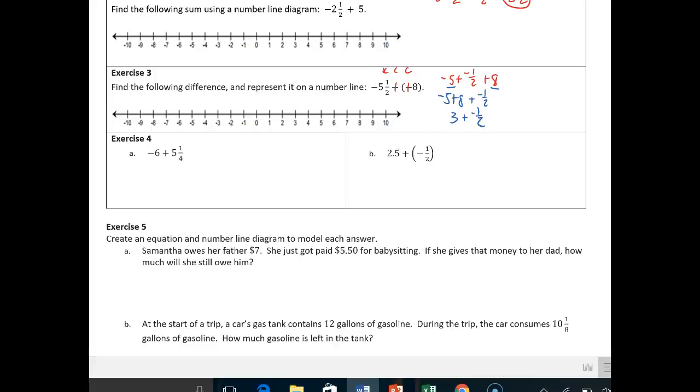We're going to go ahead and borrow from the 3. That becomes a 2. Again, our denominator is determined by this fraction right here, so 2 plus positive 2 over 2 plus negative 1/2. And we get our answer of 2, and 2 plus negative 1 again is 2 and 1/2.